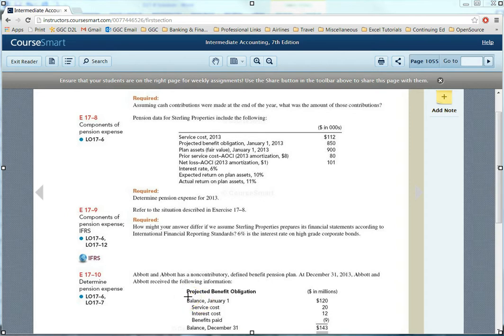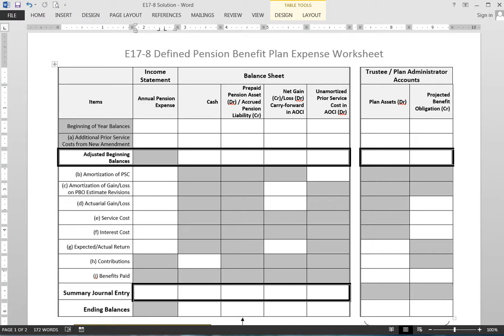Okay, so what I'm going to be doing in this problem is flipping back and forth between the data in the problem and that defined pension benefit plan worksheet that we have. All right, so let me flip over to the worksheet real quick here. And we can see that everything is blank to start with. And where we typically will start with the defined benefit plan worksheet is in identifying the beginning of the year balances. Now, this worksheet I've designed to accommodate more than just exercise 17.8.